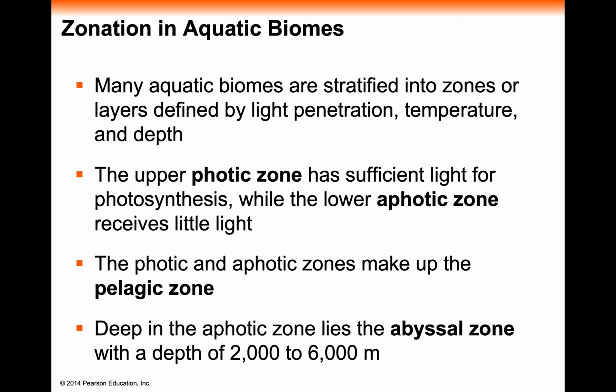Anything below that, you don't have sunlight going down there, so you're not going to have as many photosynthesizers unless they're dead and dying. So in the lower levels, we call the aphotic zones because it receives less sunlight. The photic and aphotic zones make up what we call the pelagic zone.